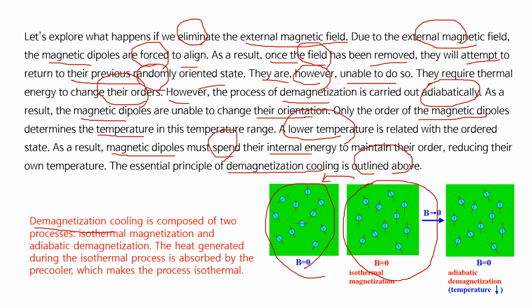Demagnetization cooling is composed of two processes: isothermal magnetization and adiabatic demagnetization. The heat generated during the isothermal process is absorbed by the pre-cooler, which makes the process isothermal.